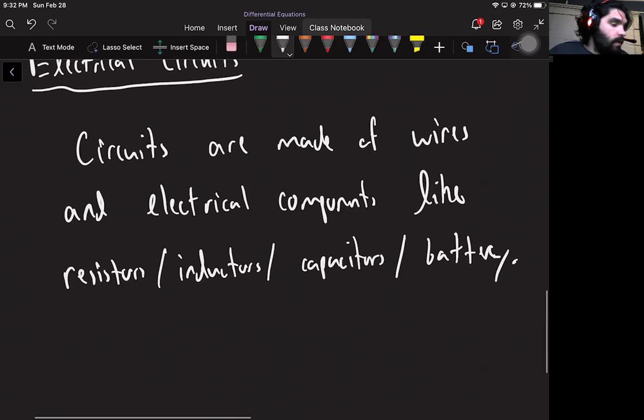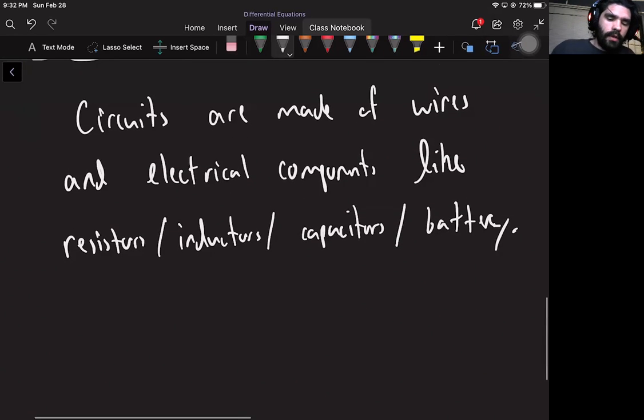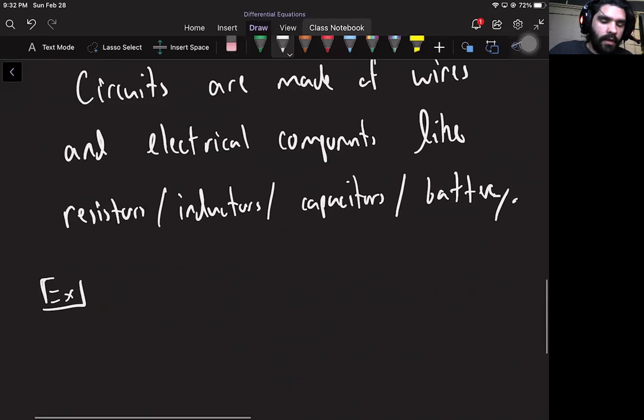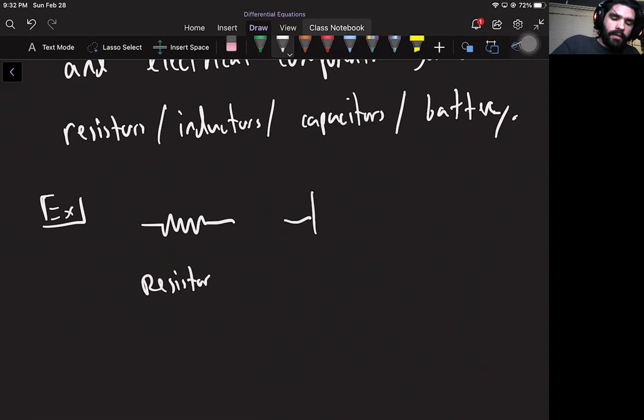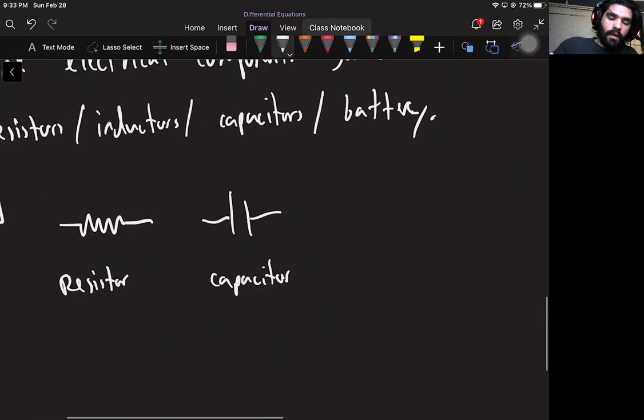And what we do is we draw these components so that we can draw a diagram of the circuit without actually building the circuit. We just make a circuit diagram to study what's going on. So a resistor looks like this in the diagram. A capacitor looks like this. And inductor looks like a little squiggly guy like that.